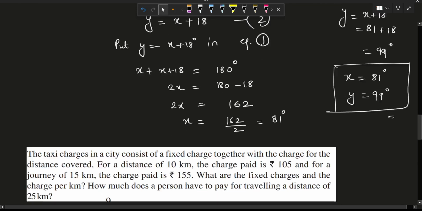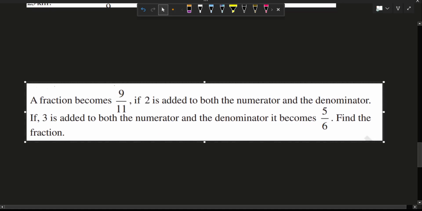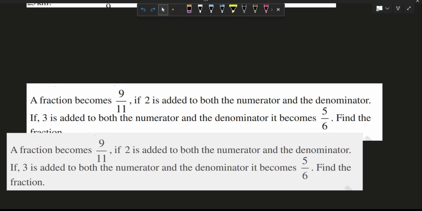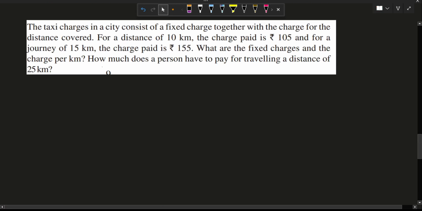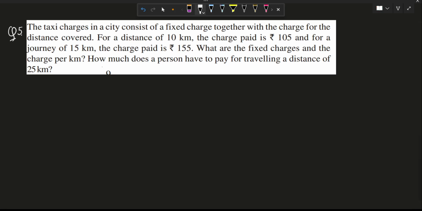Now let's move to the next question. Word problem again. You need to frame your own equations after reading the question. Just keep it a little down because we need space to solve it. Okay, this is I think the fifth question. Now the taxi charges in a city consist of a fixed charge together with the charge for the distance covered. For the distance of 10 km, the charge paid is 105 rupees, and for a journey of 15 km, the charge paid is 155 rupees. What are the fixed charges and the charge per kilometer? How much does a person have to pay for traveling a distance of 25 km?